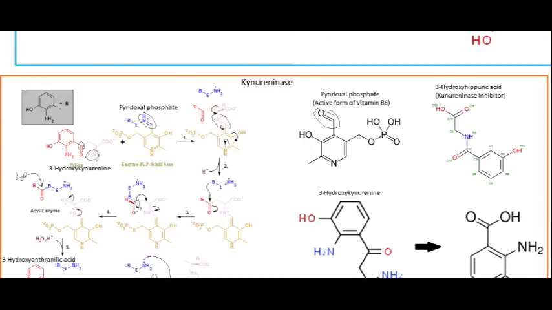All right, and so once again here we have the vitamin B6. This is the inhibitor that is in the structure.